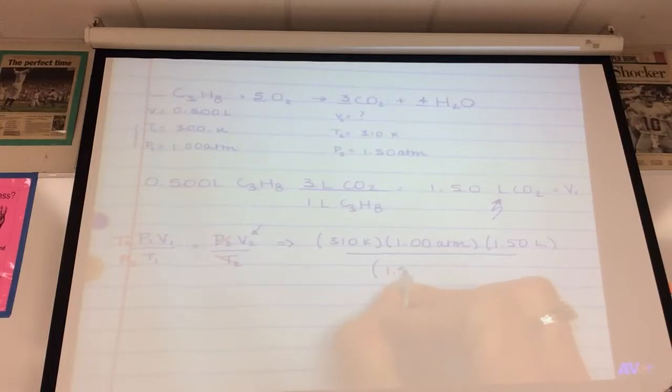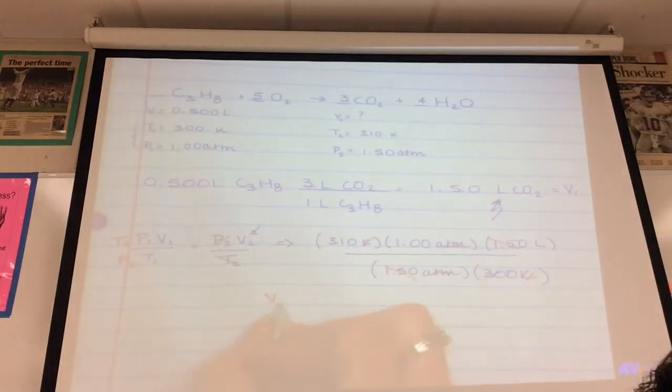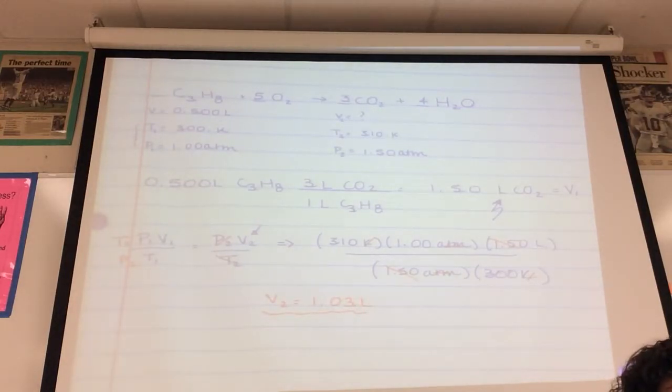P2 is 1.50 atmospheres, and T1 is 300 Kelvin. You can see this is slightly greater than 1. If you didn't have a calculator, you can see how those numbers cancel, and then you're going to have about 310 over 300, so it's going to be just greater than 1. And you get 1.03 liters. The volume is going to be 1.03 liters, the volume of CO2 under the second set of conditions.